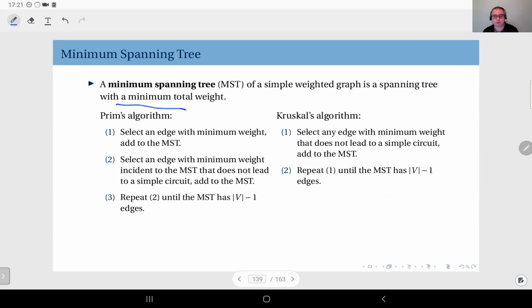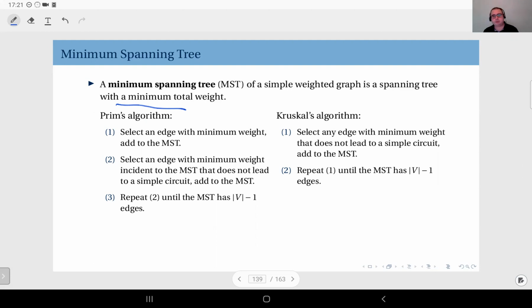The idea is still the same. You want to connect every vertex using a tree, but now you would like to include the edges in such a way that the total weight of the spanning tree is minimized. Again, for this, we have a number of algorithms, but in this course, we are going to study the most famous two of them, Prim's algorithm and Kruskal's algorithm.